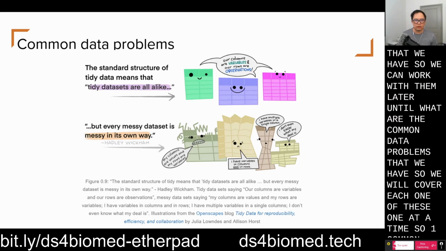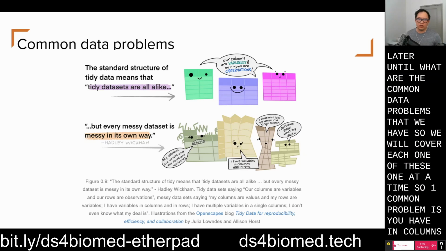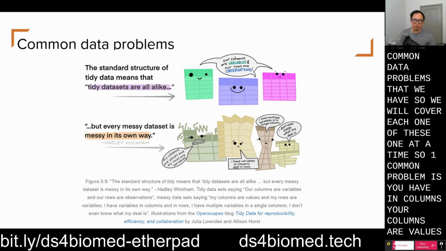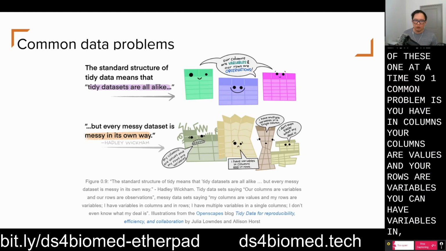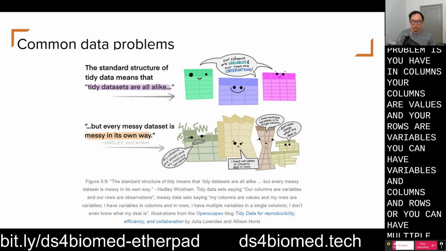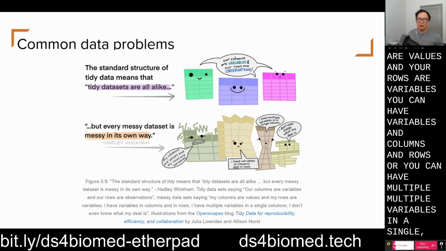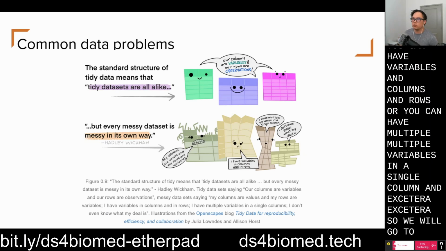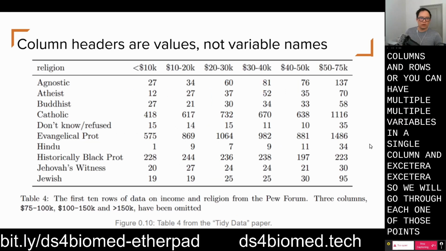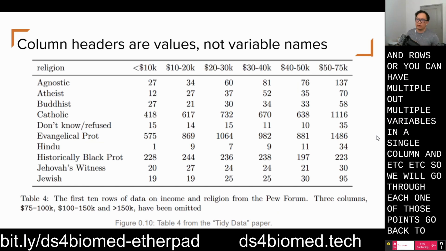So one common problem is your columns are values and your rows are variables. You can have variables in columns and rows, or you can have multiple variables in a single column, et cetera, et cetera. So we will go through each one of those points. So back to the actual tidy data paper.